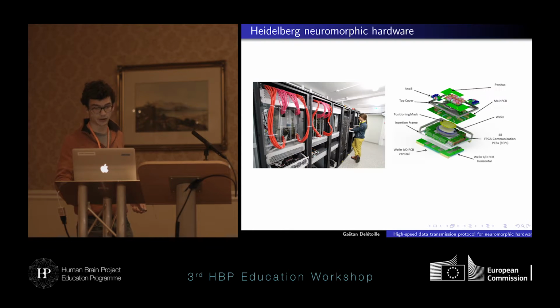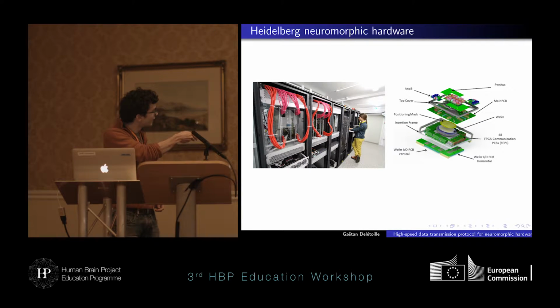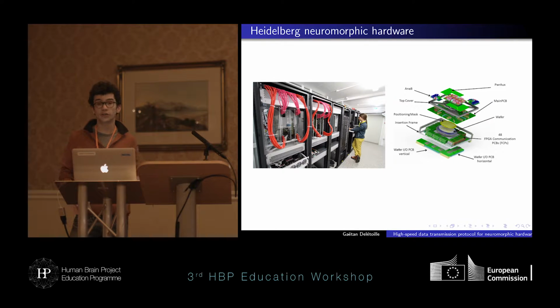You may already know that in Heidelberg we're developing neuromorphic hardware. This is a picture of Herrick with our hardware, and this is what I'm interested in. Our hardware basically emulates neural networks, and the idea is that we can speed up the biological time 10,000 times. Since our hardware is very fast, the emulations can be run very quickly.